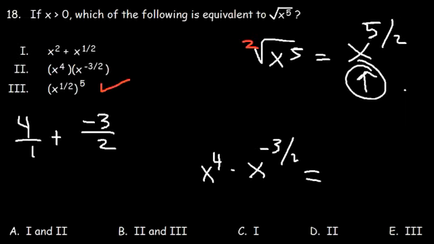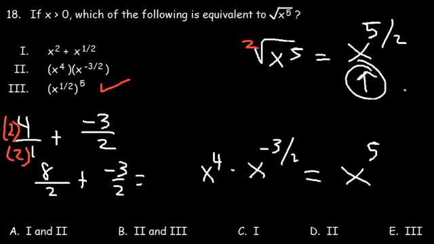So let's get common denominators. Let's multiply this fraction on the left by 2 over 2. So this is equal to 8 over 2 plus negative 3 over 2. 8 minus 3 is 5. So this expression is equal to x raised to the 5 over 2. So number 2 is a true statement.